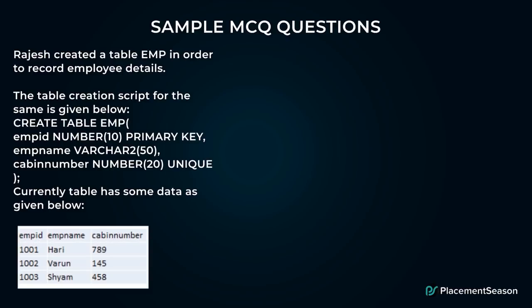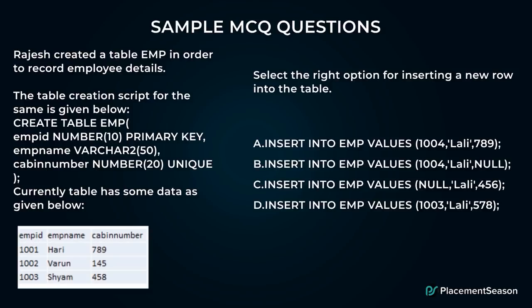Currently the table has some data as given below. So we already have some data in the employee table with employee ID 1001, 2 and 3 and employee name and some cabin number also. So the question is, if you want to insert another row, what is the right option?